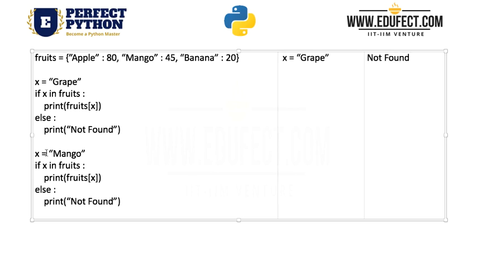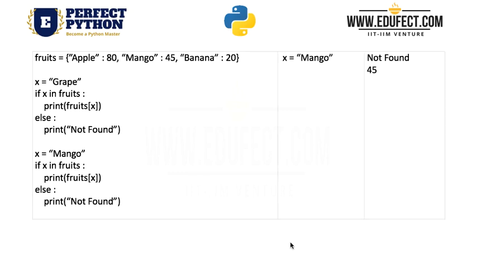Similarly, when we do x is equal to mango, the value of x has changed and become mango. And we are saying if x in fruits, now it will again check, yes, there is a key called mango. So this condition is true. So it will print fruits x. So fruits mango is 45 and hence 45 has been printed. So in this case, there was no error and we were able to successfully retrieve a value.